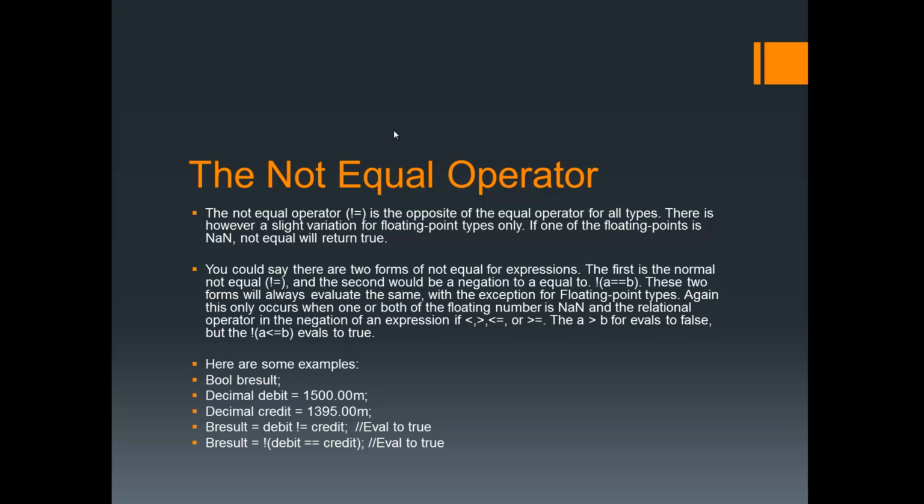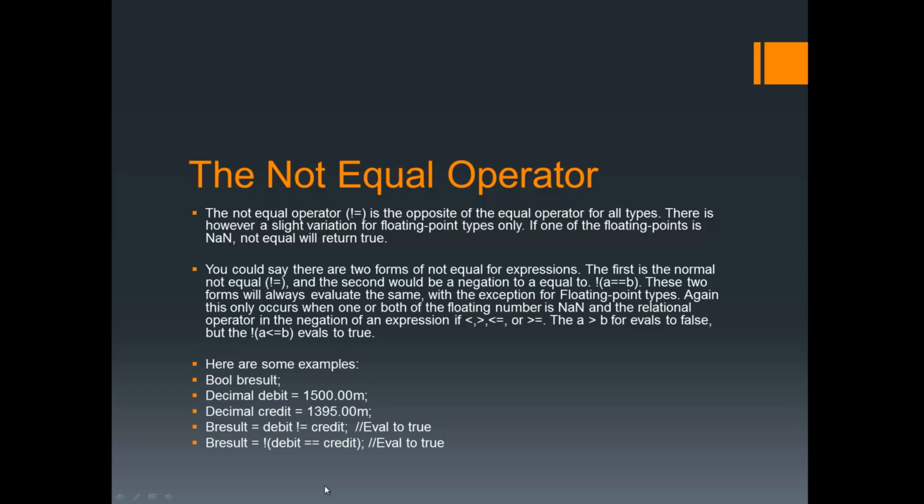And for the relational operators, in the negation of the expression, if less than, greater than, less than or equal to, or greater than or equal to, the expression A greater than or equal to B evaluates to false, but the exclamation point with A less than or equal to B evaluates to true. So basically, floating point always has some type of weird exception to it. Just keep that in mind when you're using floating point numbers, and you should be all right.